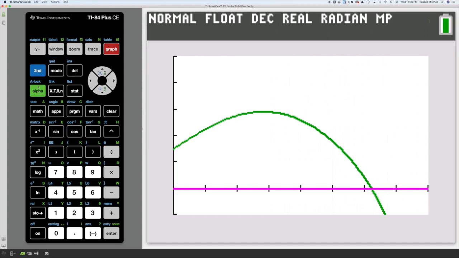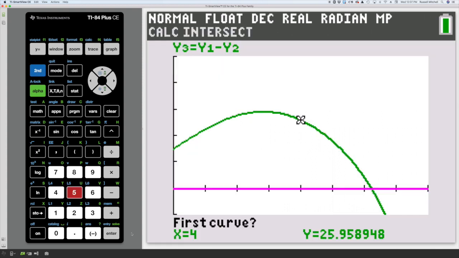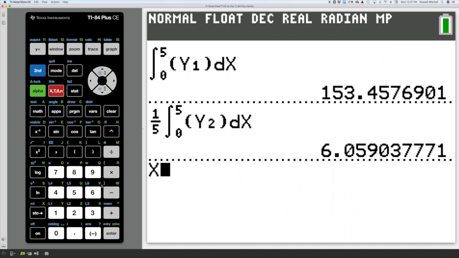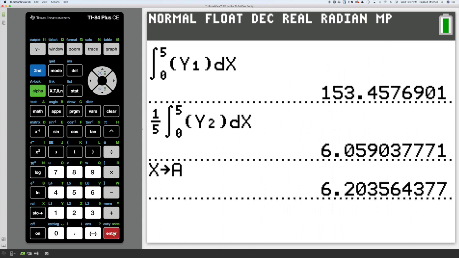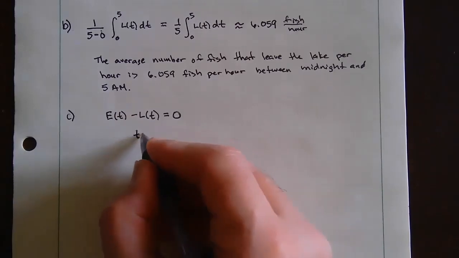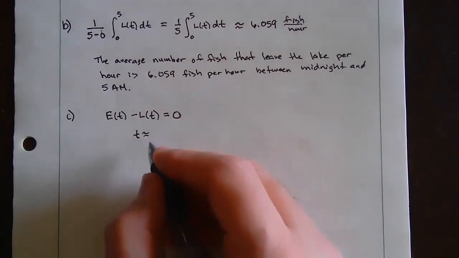Second trace and intersect. Enter for the first curve, enter for the second, and then just guess. We're really close. So 6.204. Let's go back and record this. Actually, I'm going to store this right now in the calculator: second quit, then take X and store it as alpha A. Now I don't have to type that in anymore. If we want to use this for anything, we have it stored as A. All right, let's go to our paper and record. So the solution to this was t is approximately 6.204.